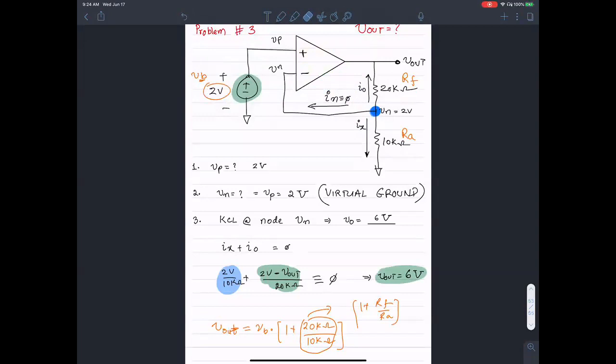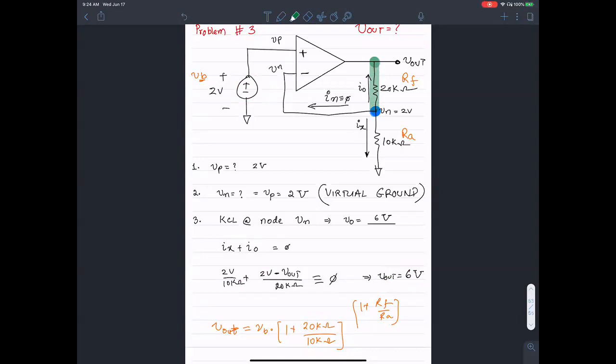How would we have differentiated between RF and RA? Because it would be different had we flipped the 10K and the 20K. Let me clean this up and then I'll come back. Well, the idea is whatever resistance is tying the V output back to the VN node, that's what is contributing to the feedback, right?